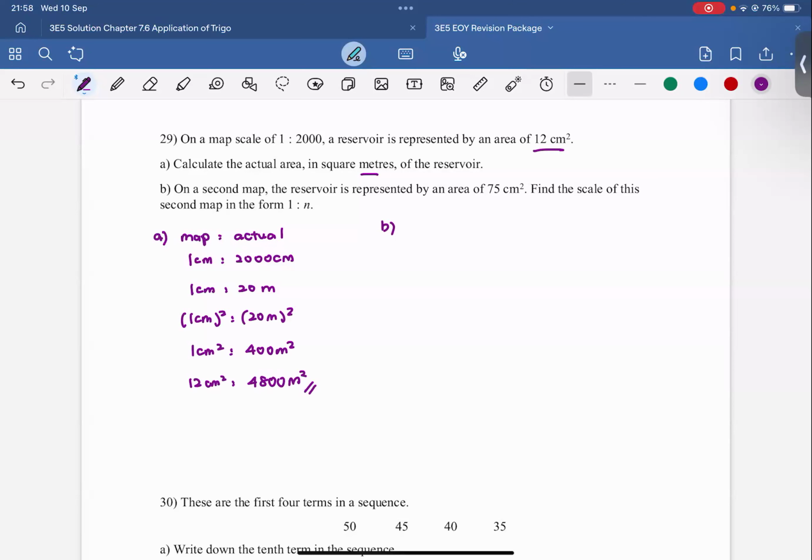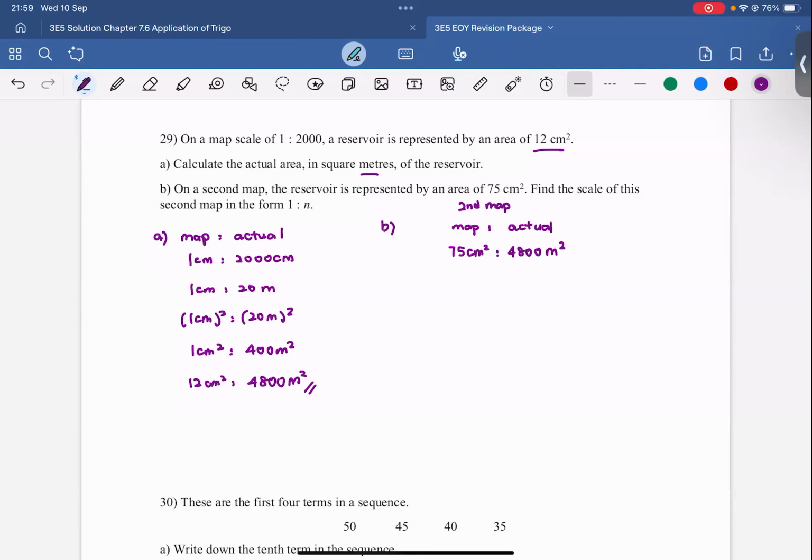Part B, a second map. The reservoir is represented by area of this. Find the scale. So you must understand that the size of the reservoir on the both maps can be different, but the actual reservoir won't change. So on the second map, the reservoir has an area of this. Then what's the actual? The actual is still your 4800 meter square. Okay, because the actual reservoir will not change no matter what map you are using.